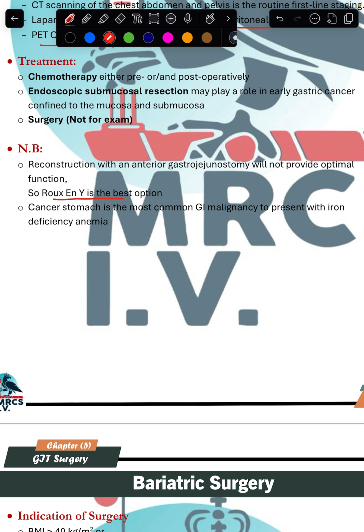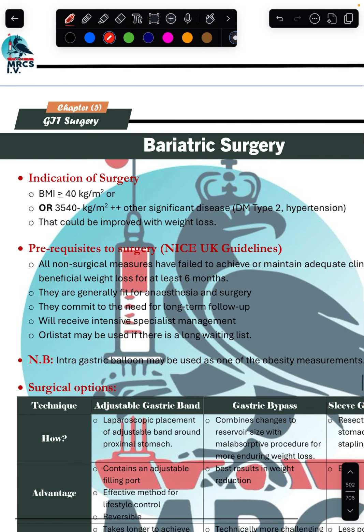Cancer stomach is the most common GI malignancy to present with iron deficiency anemia. There is deficiency of intrinsic factor, so iron cannot be absorbed properly. That leads to iron deficiency anemia.